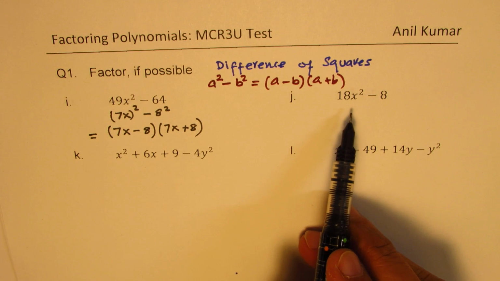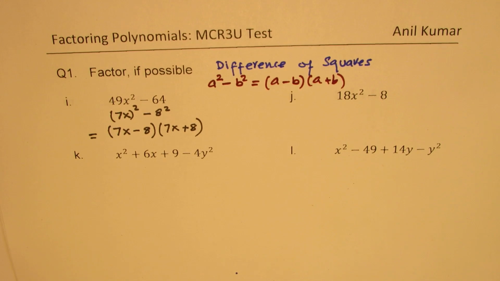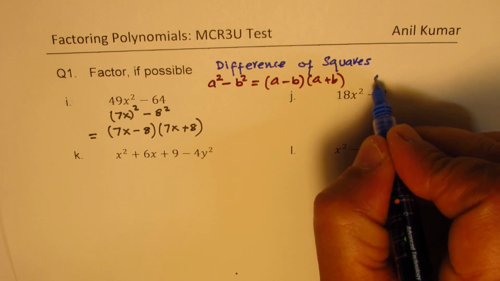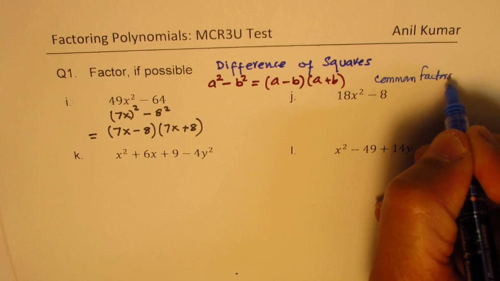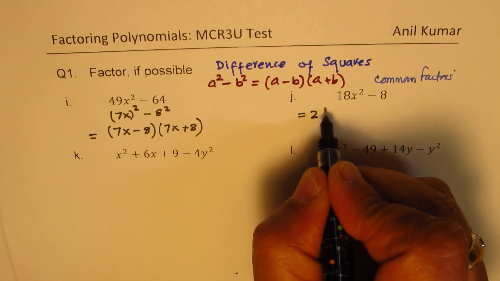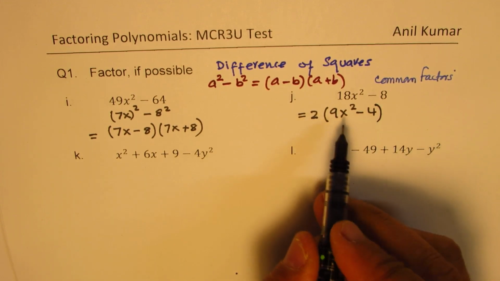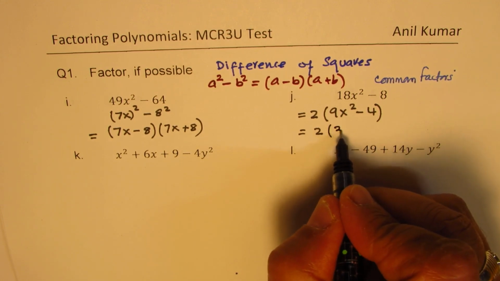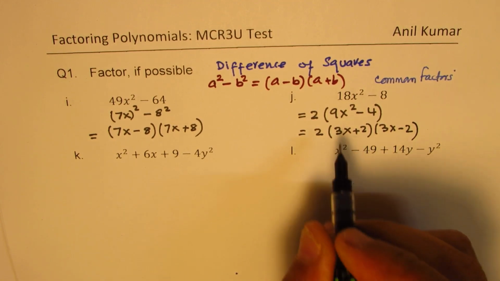In the next example here, we don't see squares, but there is a common factor. So what we are going to do here is we are going to apply difference of squares with common factors, right? So we'll do common factors first, correct? So common factor here, both are even numbers. We could write 2 as a common factor. We get 9x squared minus 4. Now, 9 is 3 square, right? So therefore, we could write this as 2 times (3x plus 2) times (3x minus 2). Does that make sense to you, right?